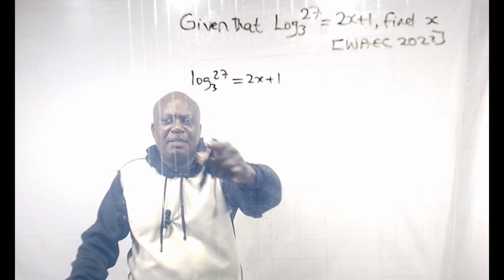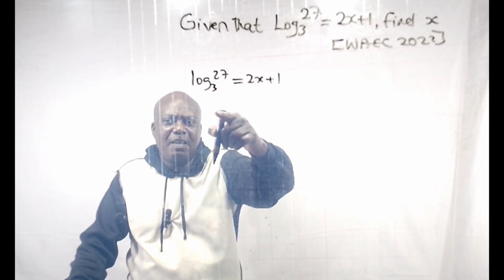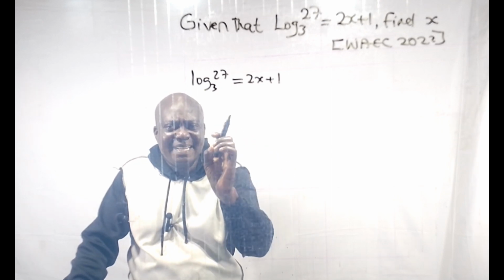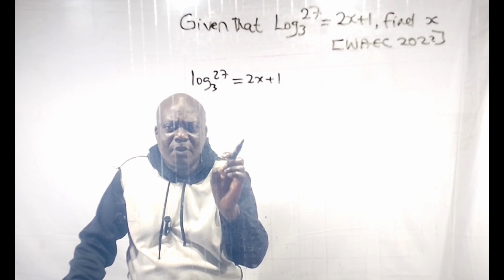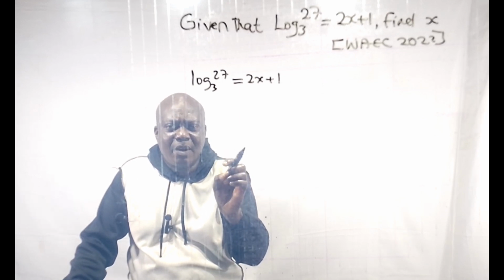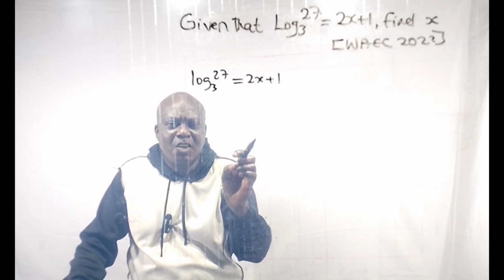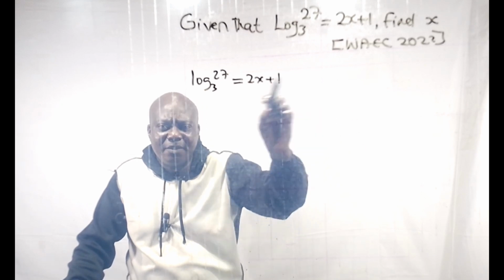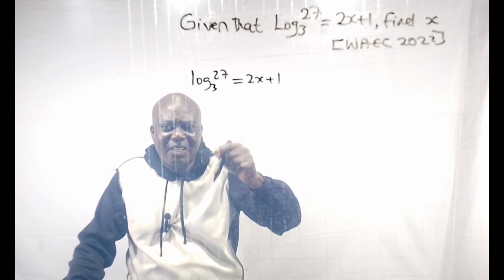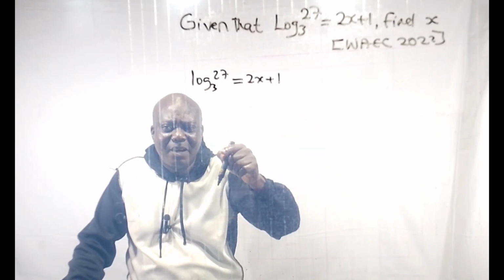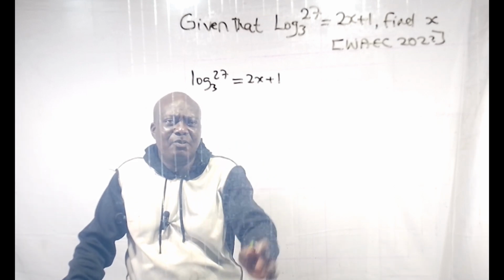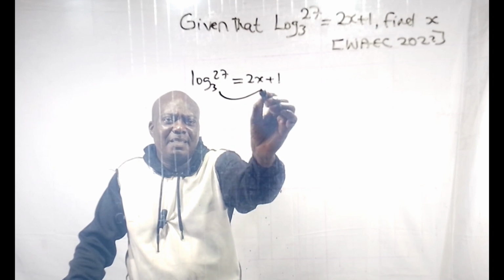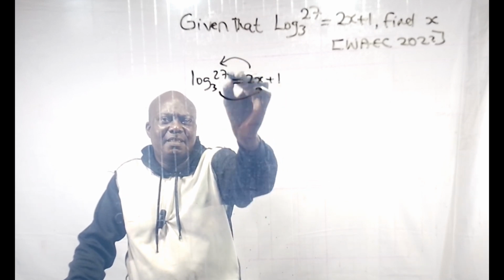We change this one to index form. How can you do that? By the use of the definition. What is a logarithm? Logarithm of a number is the power to which the base must be raised to give the number. Let me say it again. Logarithm of a number is the power to which the base must be raised to give the number. So the base will be raised by this to give us back this.